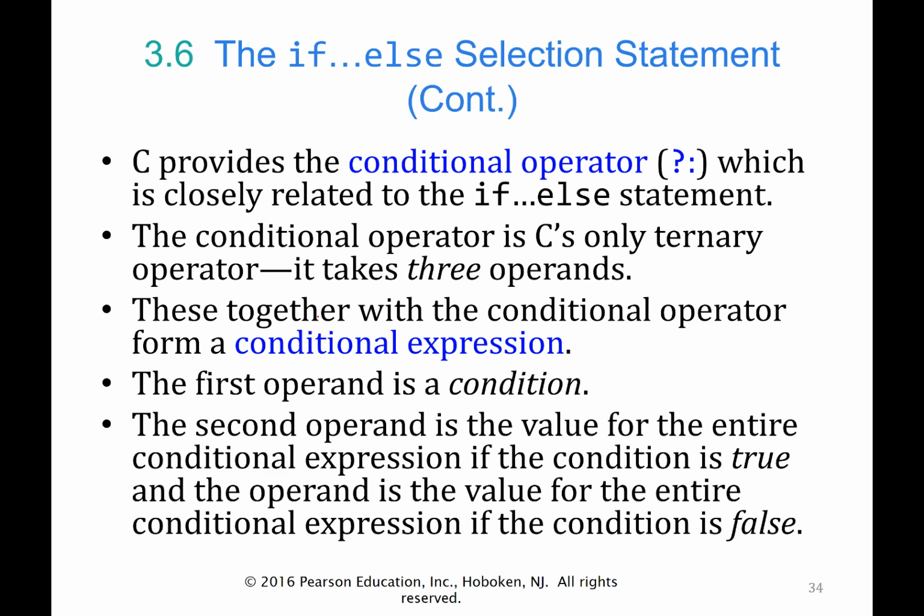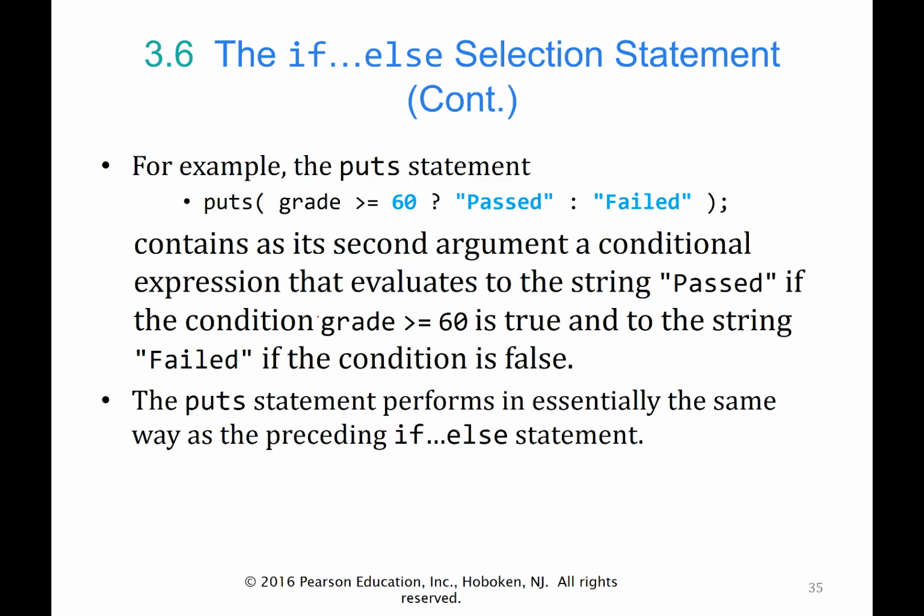But this is a statement that looks like this right here. And this is a put string. It looks at the condition grade greater than or equal to 60. If that's true, it's going to put the string pass. If it's false, it's going to put the string fail.